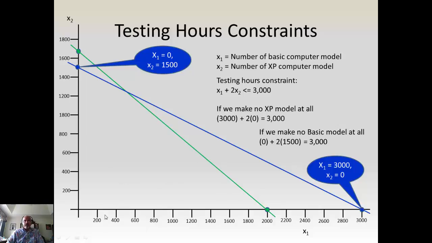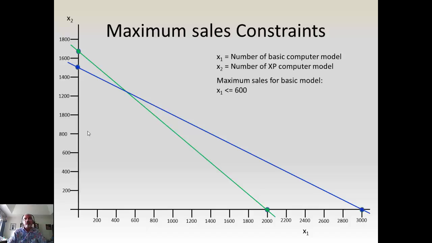Of course, both x sub 1 and x sub 2 must be greater than or equal to 0, non-negative. Now let's bring in the maximum allowed sales constraint. The first one is maximum allowed basic model sales of 600. So x2 doesn't even come into the picture here. So x sub 1 equal to 600, and a line going straight up will represent that constraint.